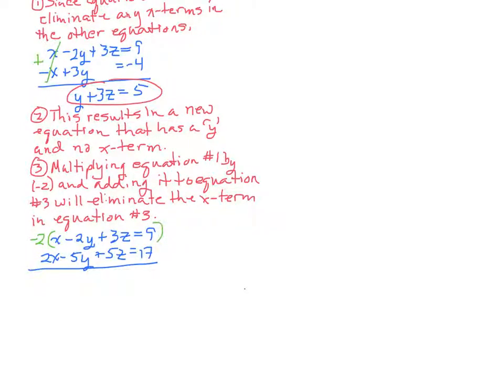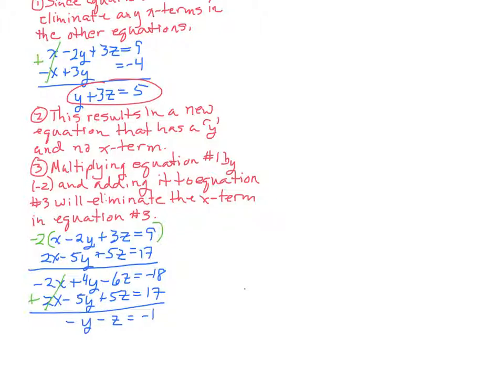So we're going to rewrite that whole system. We get a negative 2x plus a 4y minus 6z equals negative 18. We didn't touch that third equation. And now we're adding these two, and a lovely thing occurs. The x's disappear, and I am left with negative y minus z is equal to negative 1.